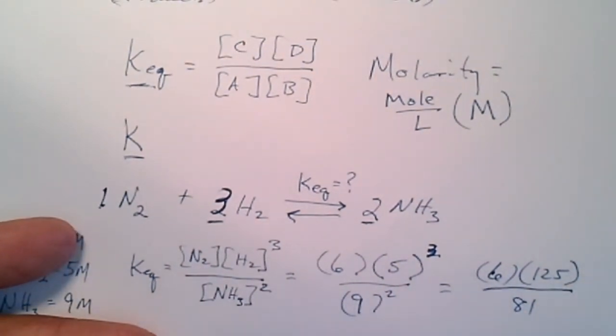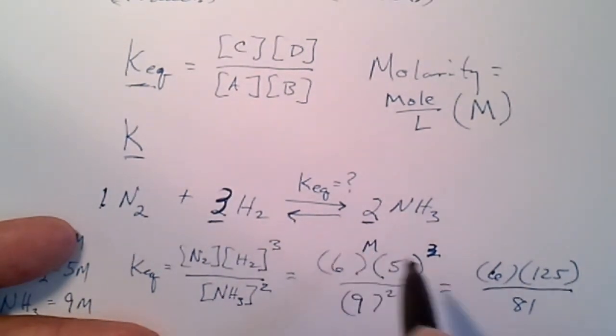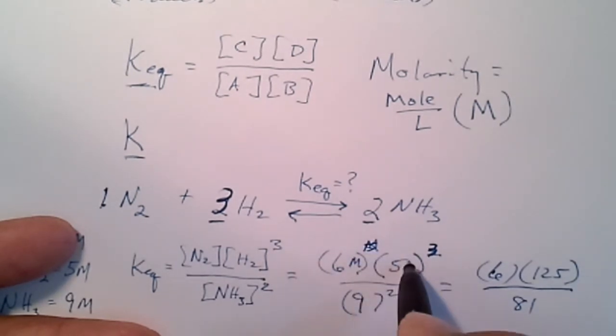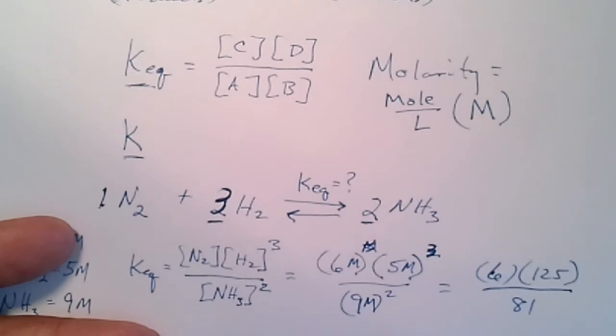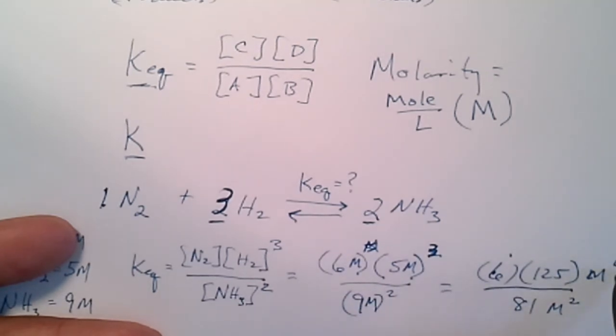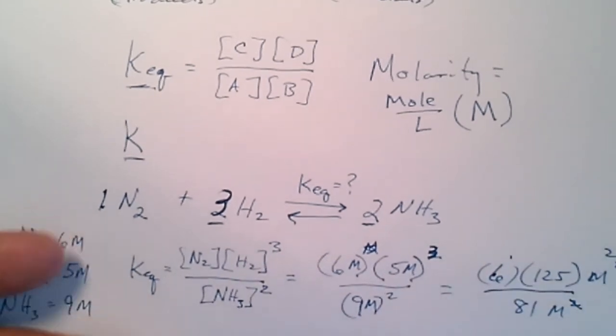Sometimes there are units, sometimes there aren't. This will be in molar. 6 is in molar, 5 is in molar, 9 is molar. So we'll have molar to the 4th in the numerator and molar squared in the denominator. So 2 of these cancel. So our answer is in molar squared.